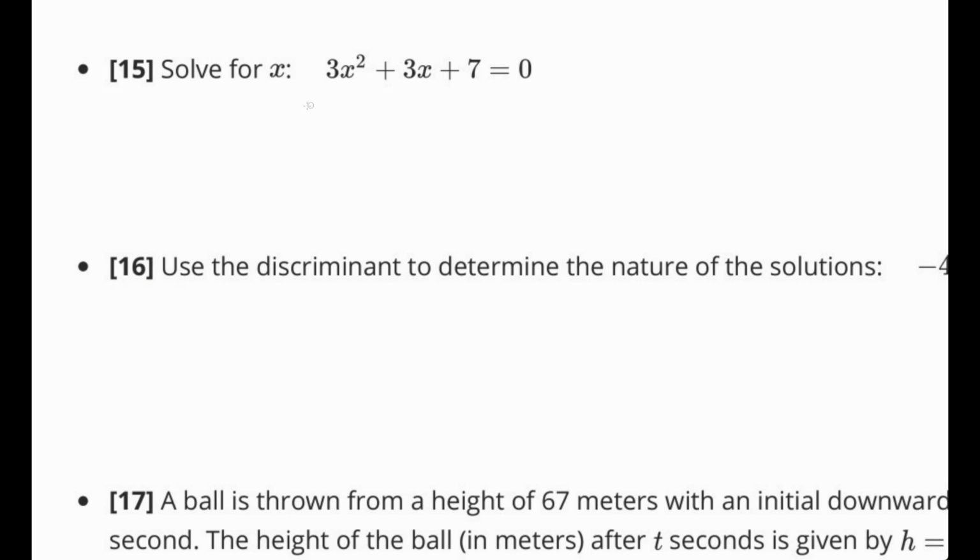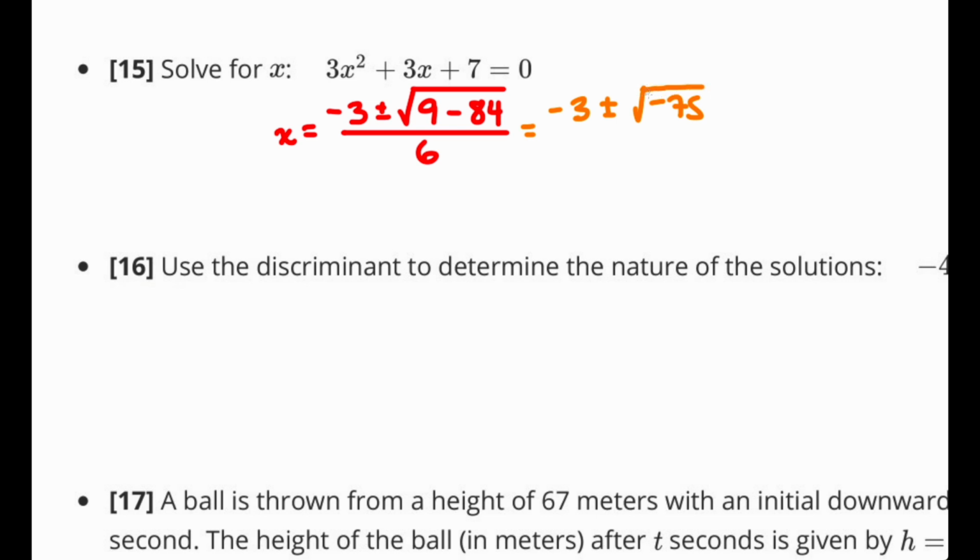Okay, same kind of thing, quadratic formula. So we're going to have x is equal to negative b, so it's -3, plus or minus the square root of b squared, which is 9, minus 4ac, which is 4 times 3 times 7, which is going to be 84. Right away you should see that you have a square root of a negative here, so we're going to have complex solutions with an imaginary number part. We're dividing by 6 here. So 9 minus 84 is going to be -75, so this is going to be equal to -3 plus or minus the square root of -75, all divided by 6.